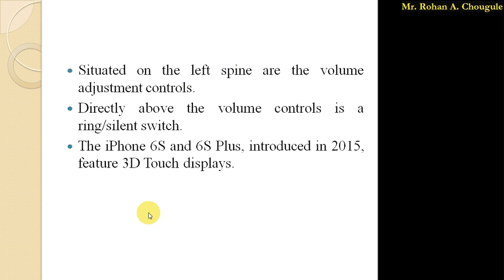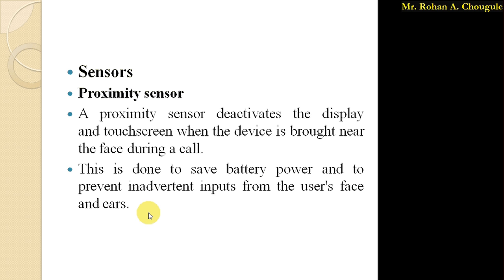Again, as I said, with every variant they have added new features. So from the iPhone 6 and 6 Plus onwards, the phones have a 3D touch display. Okay, so these are some features, or things related to the screen of the iPhone. Then again, it has different sensors.